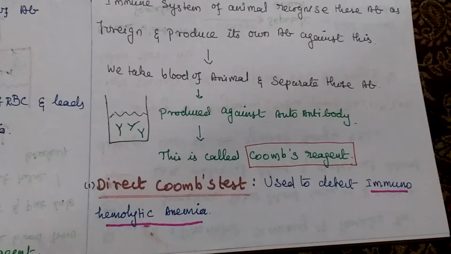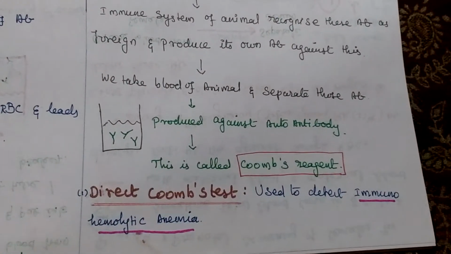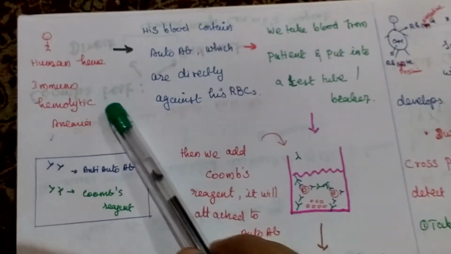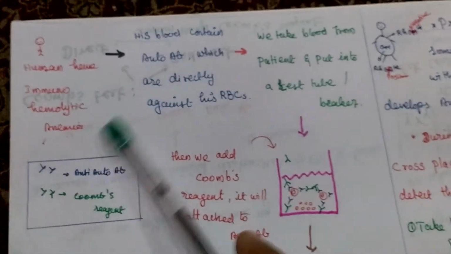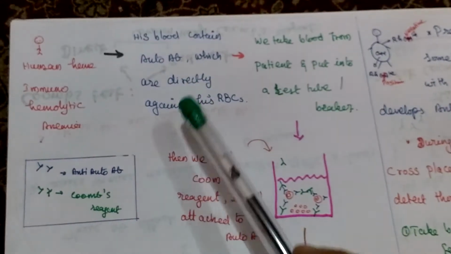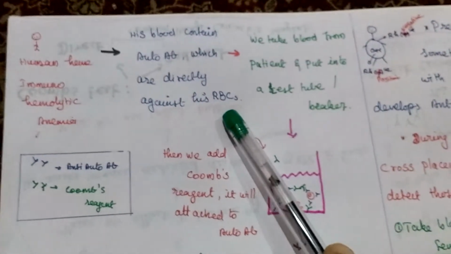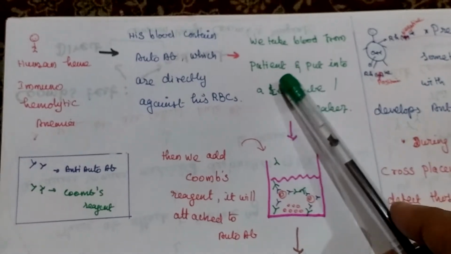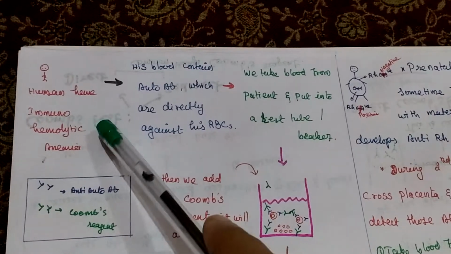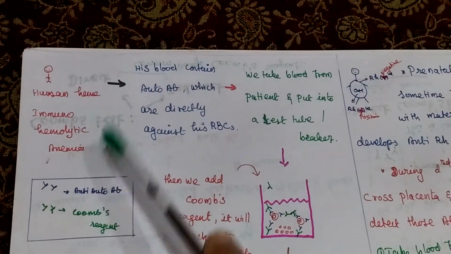First we see the direct Coombs test. This test is mainly used to detect immunohemolytic anemia. This human has immunohemolytic anemia. His blood contains autoantibodies which are directly against his RBC. Then we take blood from the patient and put it into a test tube or beaker.